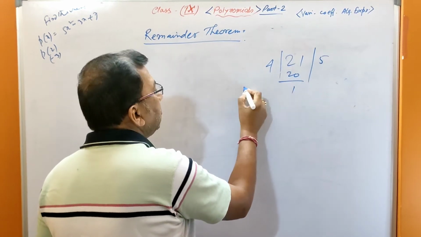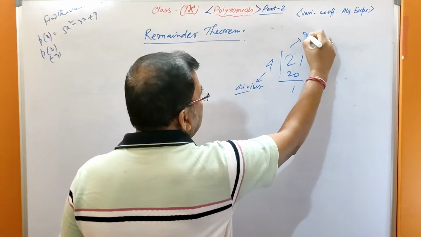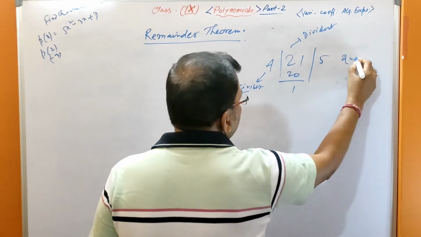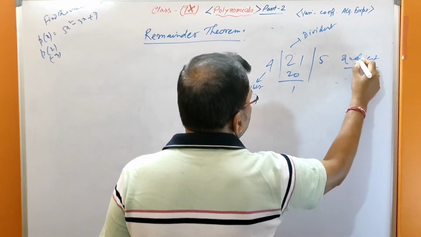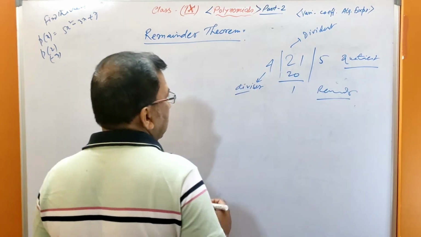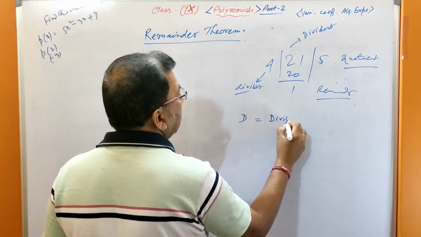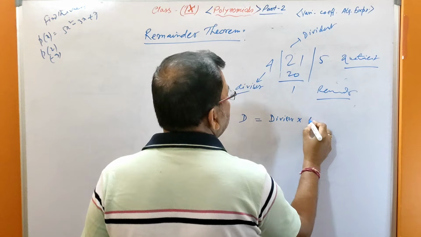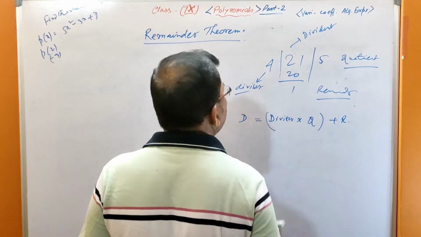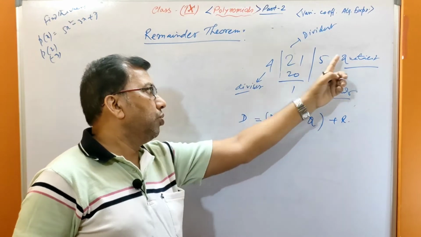So this is the divisor, this is the dividend, this is the quotient, this is the remainder. That means dividend equals divisor into quotient plus remainder. You know all this. This equals this into this plus this.